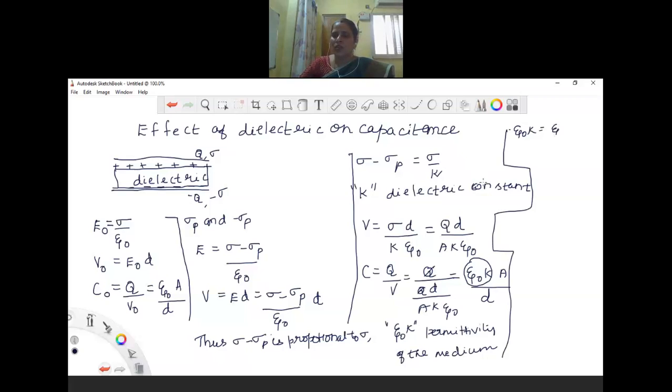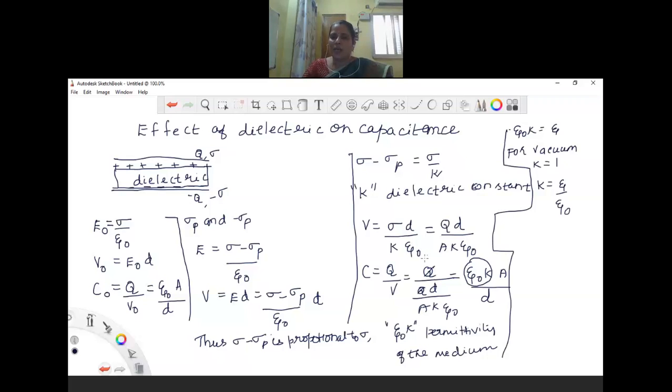Okay. So for vacuum, this K is equal to 1. So can we write it as K is equal to epsilon by epsilon naught. And what is this K? K is the dielectric constant of the substance.